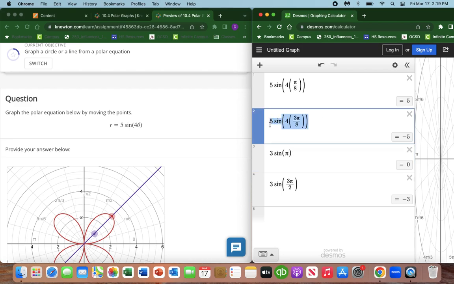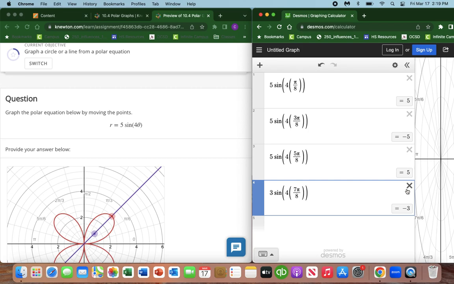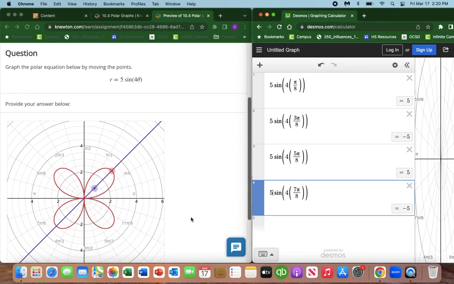I'll copy this. This will be 5 pi over 8. 7 pi over 8. We need to take it times 4. And you'll notice we're going back and forth a little bit here. We got 5, -5, 5, then all of a sudden we get -3. Oh, but that's only because we have a 3 there. That should be 5. Okay, 5, -5, 5, -5, so on and so forth. So let's go ahead and take a look at what we have options for with our graph here.